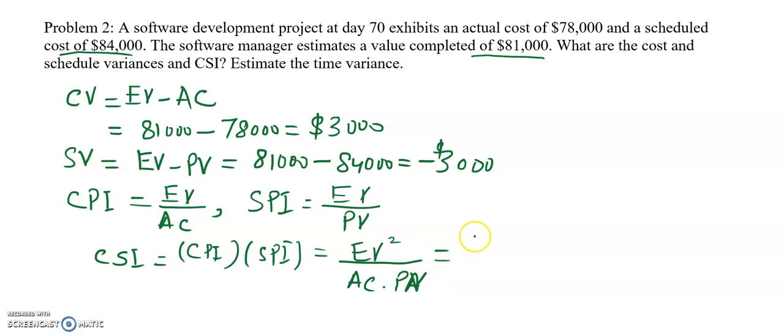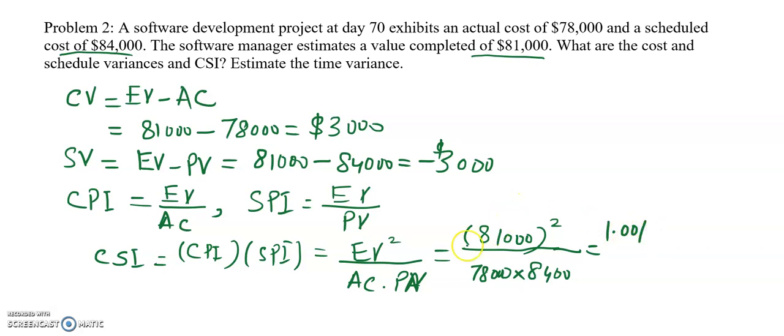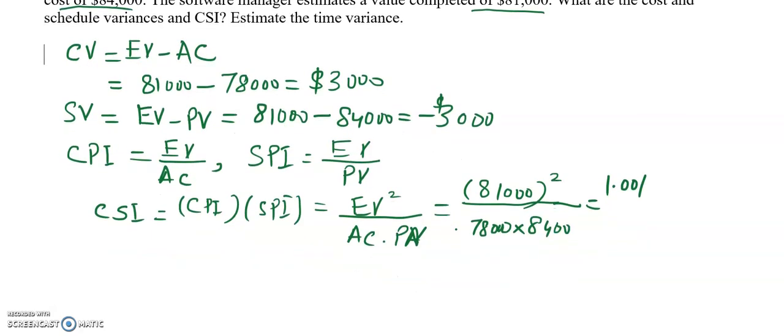Earned value is $81,000 squared, divided by actual cost, which is $78,000, multiplied by the planned value, which is $84,000. When I calculate it, this value is almost equal to 1.001. So it is a combined effect of both the cost and schedule performance.